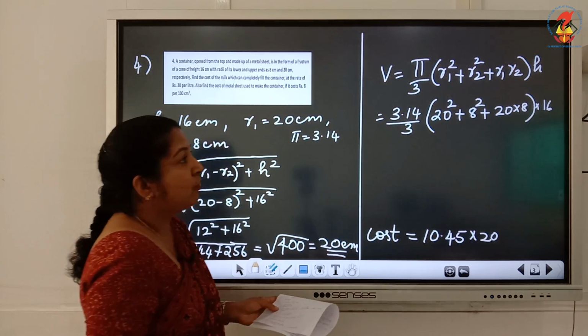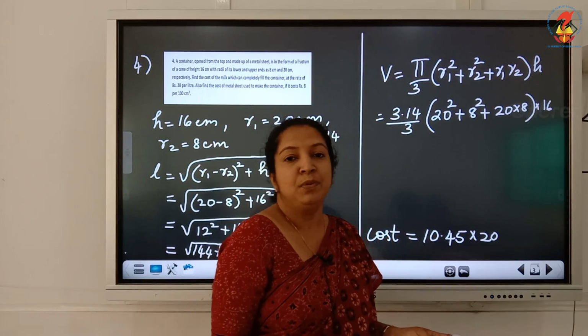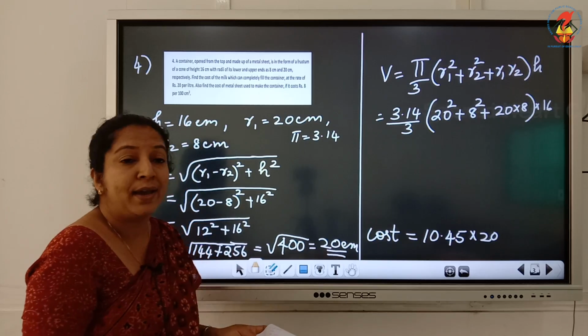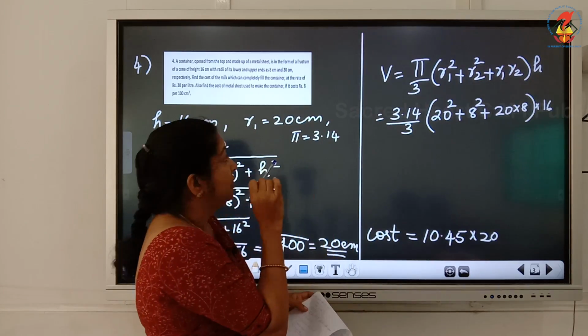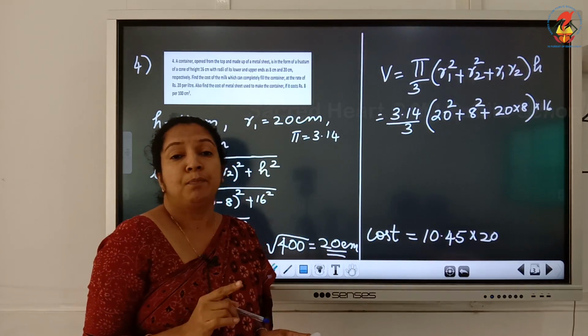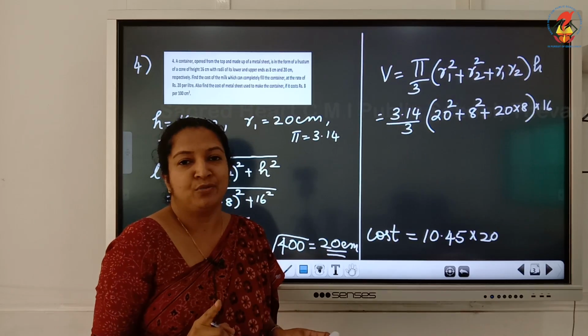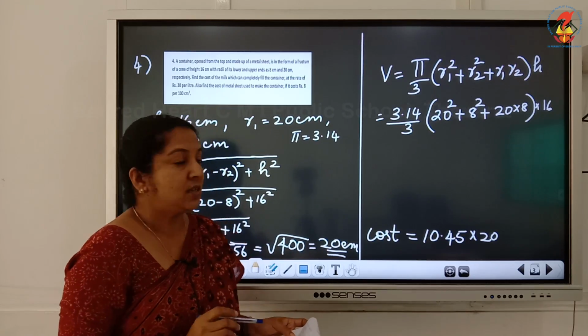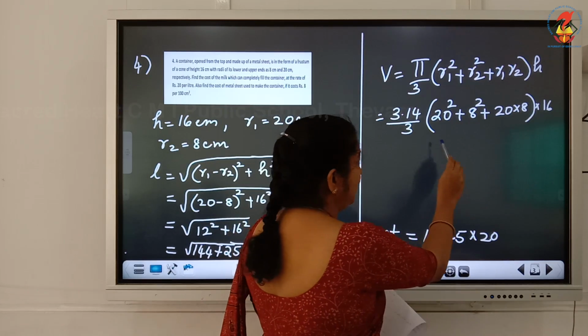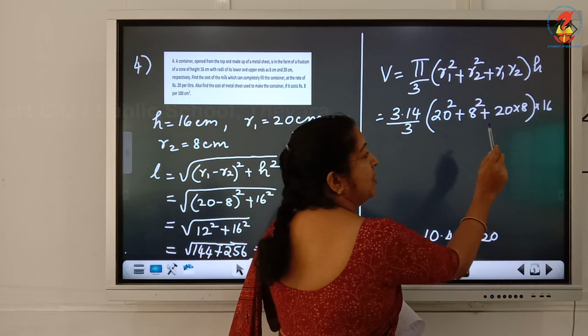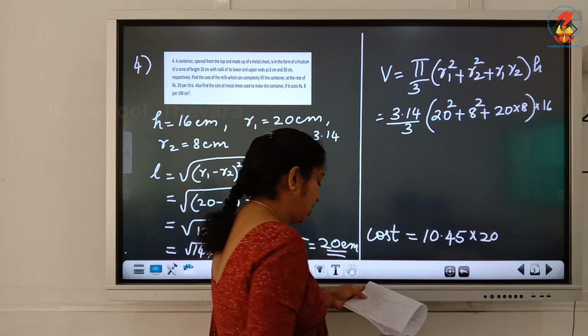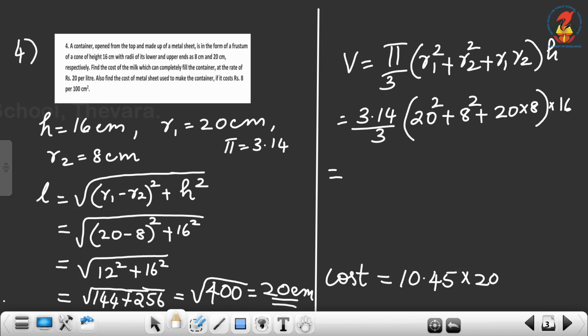So, volume is pi by 3 into R1 square plus R2 square plus R1 R2 into H. Here we are going to use the value of pi as 3.14. It is given in the question. So, 3.14 by 3 into 20 square plus 8 square plus 20 into 8 into 16, which is equal to 10,449.92 centimeter cube.